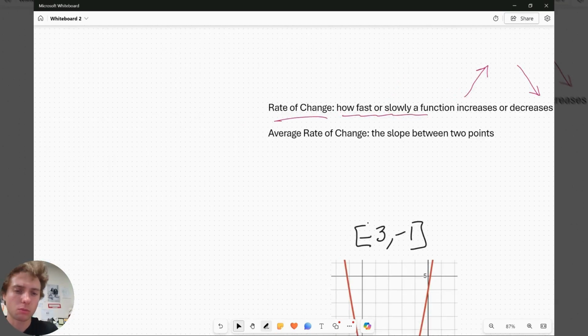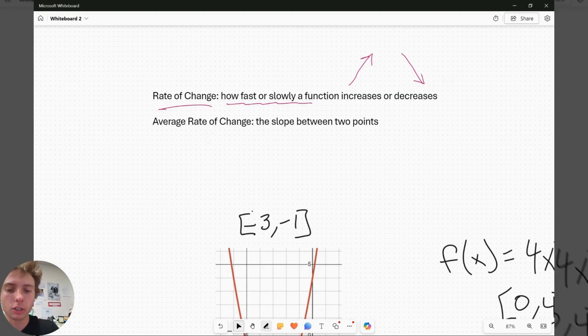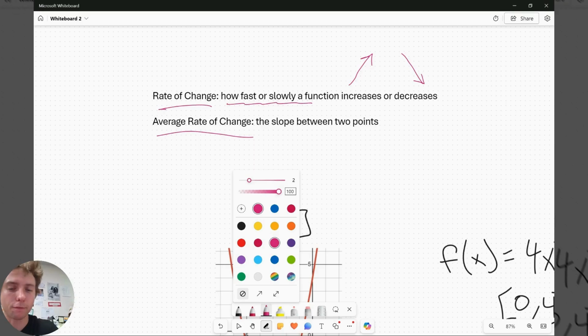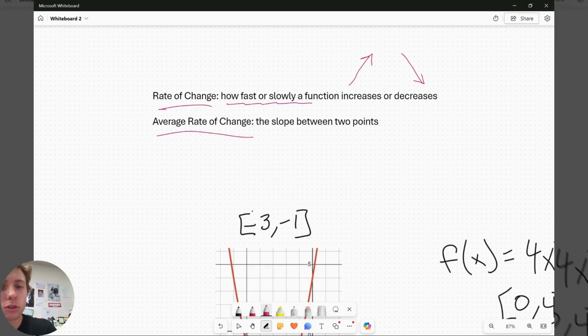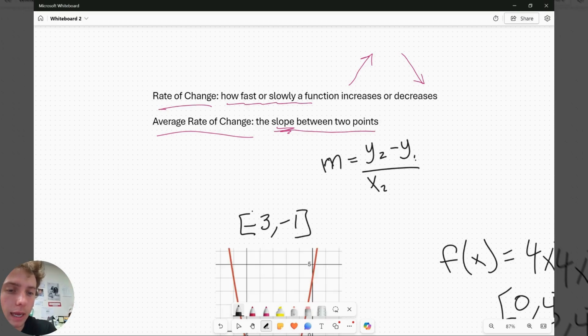Average rate of change, though, they're just asking you, well, how fast or how slowly do you go up or down between 2 points? So all that's really asking you to do now is find the slope between those 2 points. Well, if we need to find slope, that's pretty nice because I could just use our slope formula. We know slope is m equals y2 minus y1 over x2 minus x1, right? And we've used that formula this year. You might see rate of change written differently than slope, but it's really the same thing.